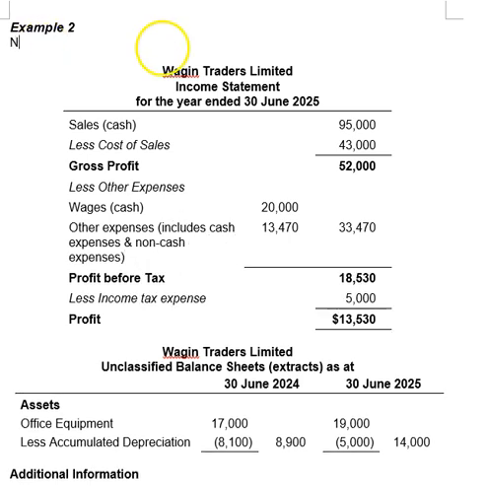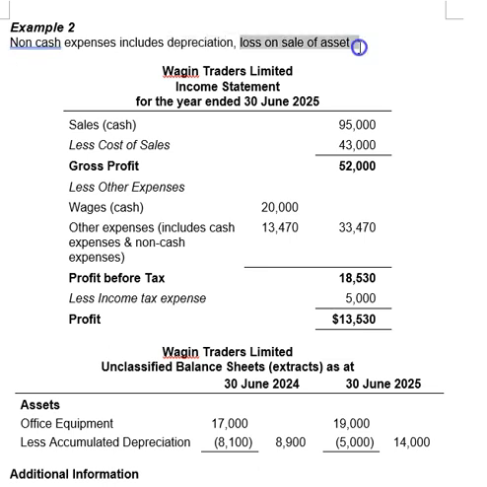So non-cash expenses includes depreciation. It includes loss on sale of asset. So we are going to find out the current year depreciation, and see whether there is any loss on sale of asset. If there is depreciation and loss on sale of asset, we have to exclude it from the other expenses before recording it in our operating activities.